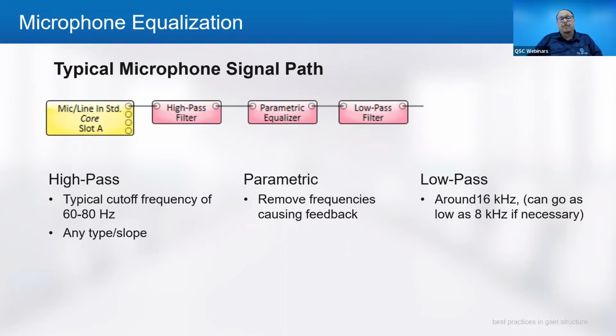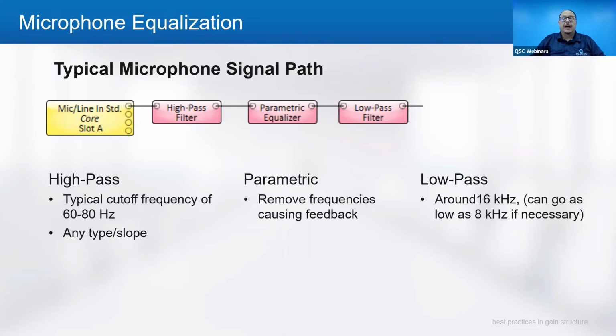You may have found better practices at work, but typically what you'll see in a microphone signal path is a high pass filter, a parametric, and a low pass filter. In the high pass, we will roll off the cutoff frequency around 60 to 80 hertz. The human voice doesn't get really down that low, and you can use any type or any slope for that. We're fine with that. And then the parametric EQ, you typically use it to notch out any problematic frequencies that the microphone might be experiencing in the space that it's in.